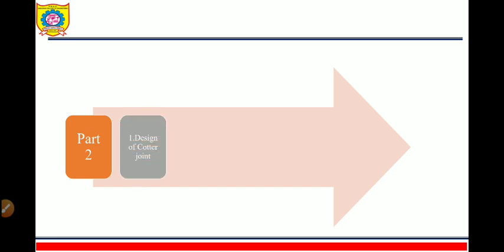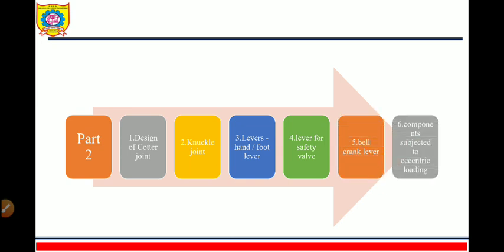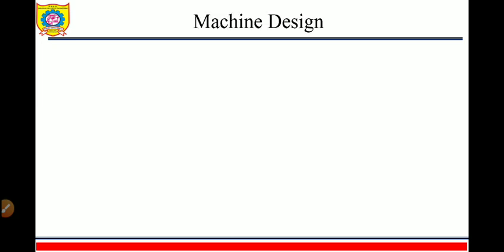Part 2 can be subdivided into design of quarter joint, knuckle joint, levers and foot lever for safety valve, bell crank lever, and components subjected to eccentric loading.